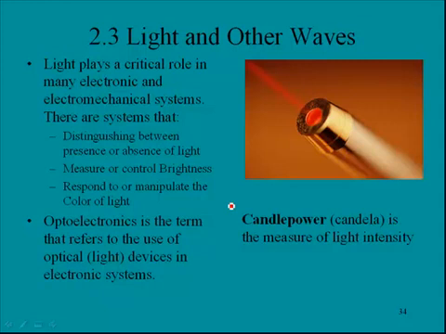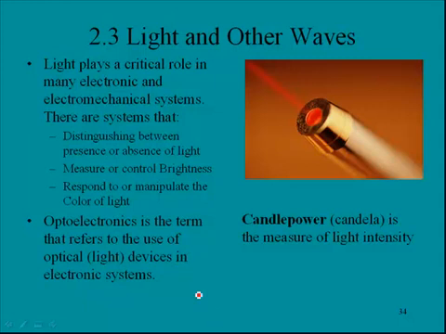2.3, light and other waves. Light plays a critical role in many electronic and electromechanical systems. There are systems that distinguish between the presence or absence of light, measure or control brightness, and respond to or manipulate the color of light. Optoelectronics is the term that refers to the use of optical devices in electronic systems.